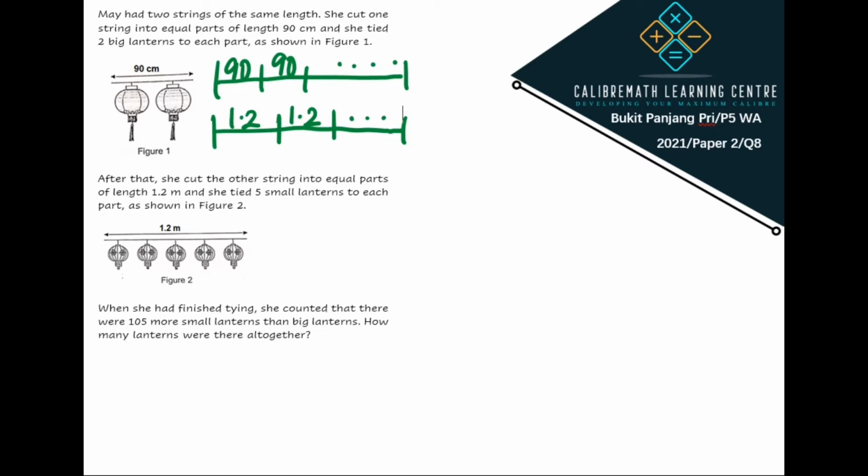Since we know these two strings are of the same length, we are expected to find the lowest common multiple for 90 cm and 1.2 meters. Before we start to find that, let's convert our 1.2 meters to 120 cm. By using our strategy, you will be able to find that the lowest common multiple is 360 cm.